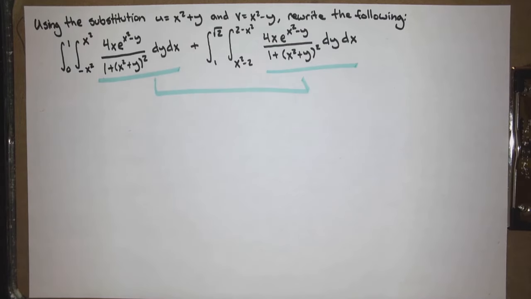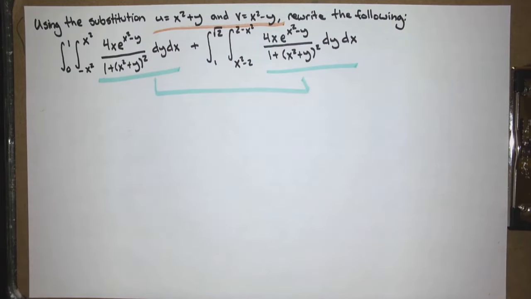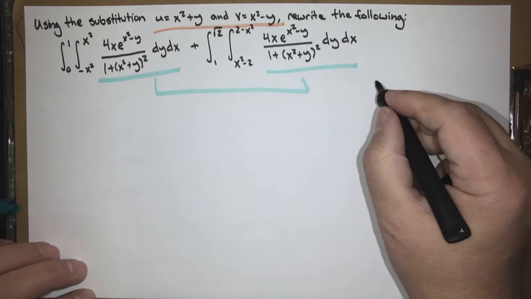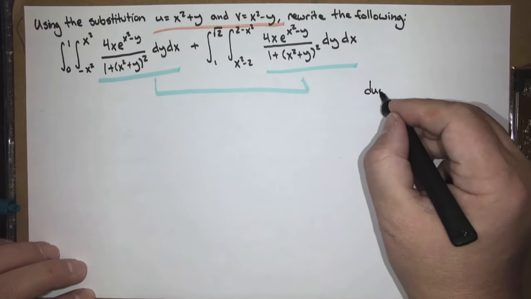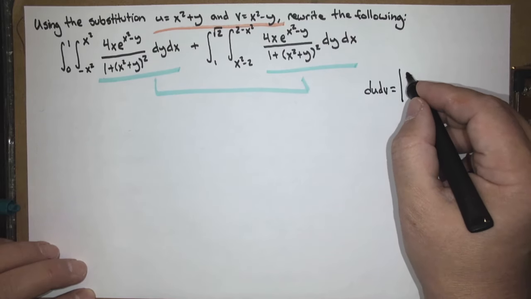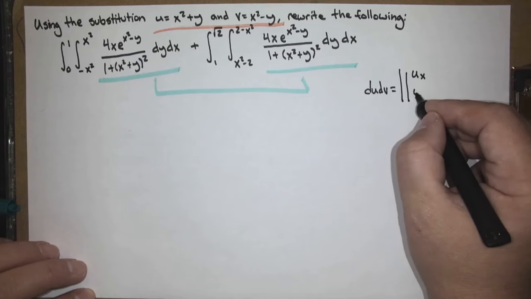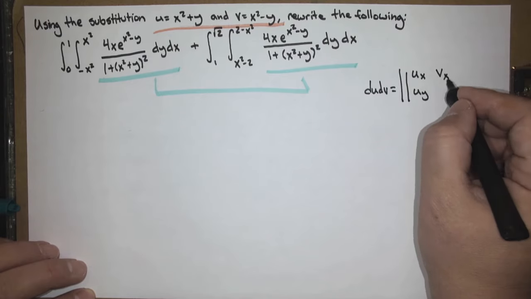Well, it is a change of variables, and they told us the change of variables to make. So we're just going to move forward with that. Start with the Jacobian. And so we say, all right, what does the Jacobian tell us? It tells us that du dv is equal to the absolute value of the determinant u sub x, u sub y, v sub x, v sub y.